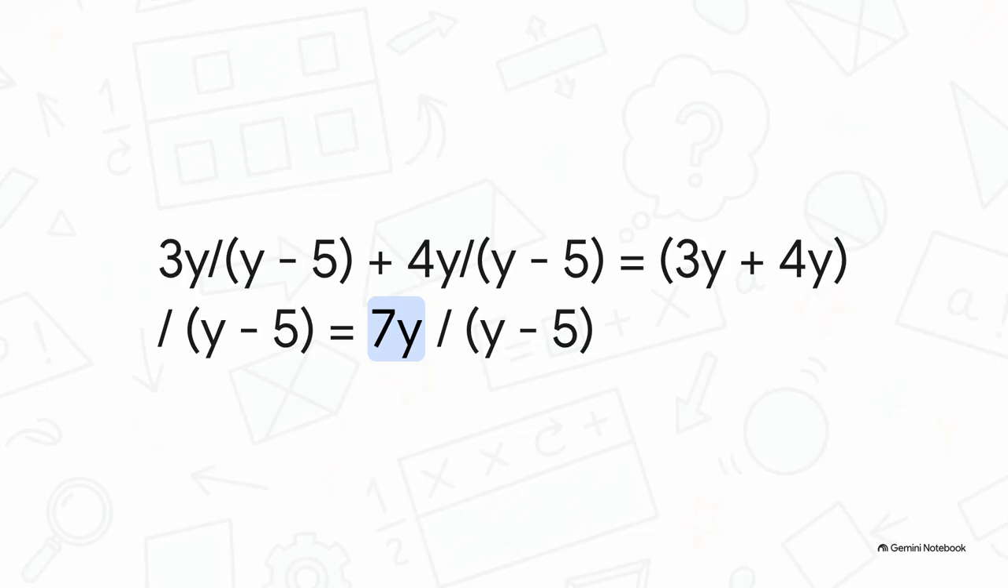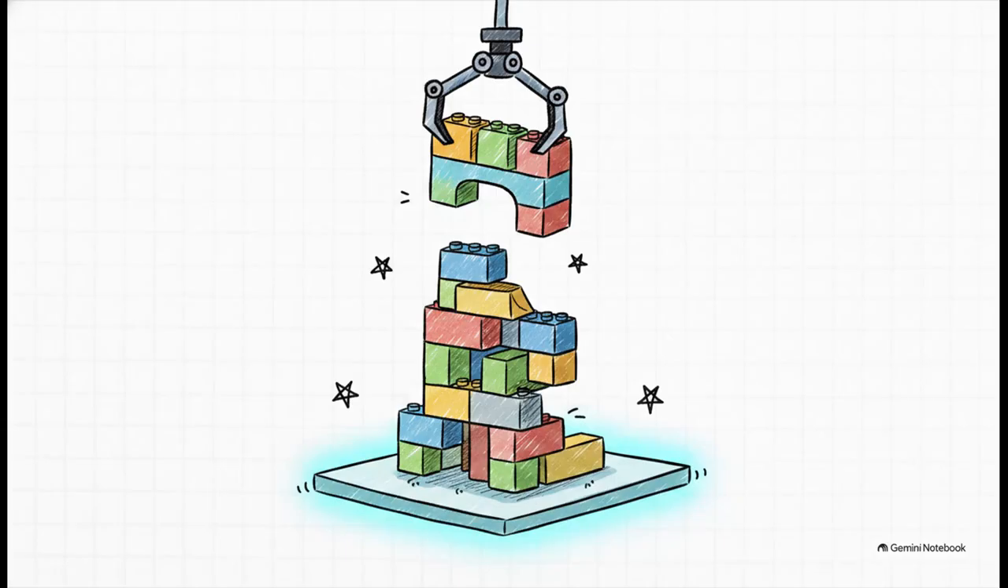Check out this guided addition problem, 3y over y minus 5 plus 4y over y minus 5. Do you notice something great here? Because the denominators are exactly the same, they both have y minus 5, the heavy lifting is totally done for us. We don't change the bottom at all, we simply combine the numerators. 3y plus 4y gives us 7y. Put that over our common denominator, and our final answer is simply 7y over y minus 5.